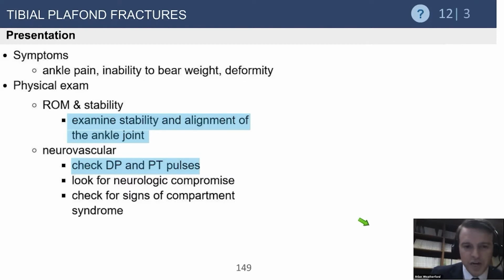You have to check for dorsalis pedis and posterior tibial pulses. It's not uncommon to have people who have a vascular injury with a tibial plafond fracture. There are studies showing up to a 25% incidence of sometimes asymptomatic vascular injuries with tibial plafond fractures. Look for neurologic compromise and certainly check for signs of compartment syndrome when someone presents with a high energy injury like this.